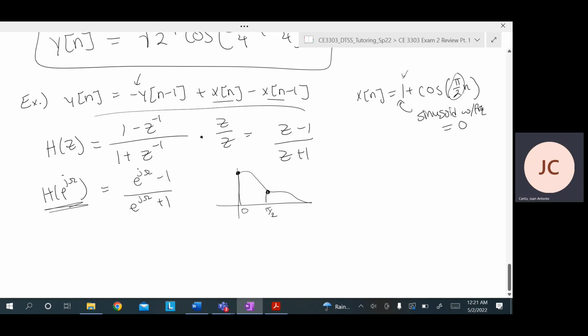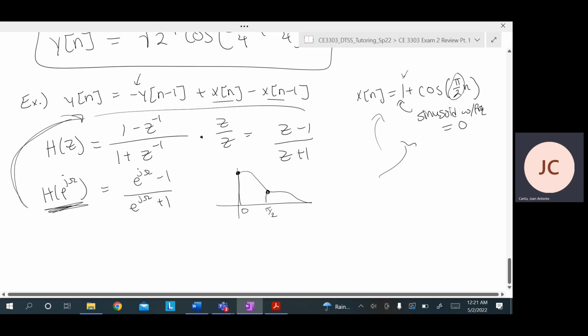Remember, this is not, say, the frequency response of x of n. This is the frequency response of this system. Okay? Say I had a different system that had a different difference equation. If I find the frequency response of that system, it's going to be totally different, and it could basically change this input signal, and it can make the output something different than what we're going to see here. This frequency response is characteristic of this system. So what this is telling me is, what is the system doing to this input signal? Okay?